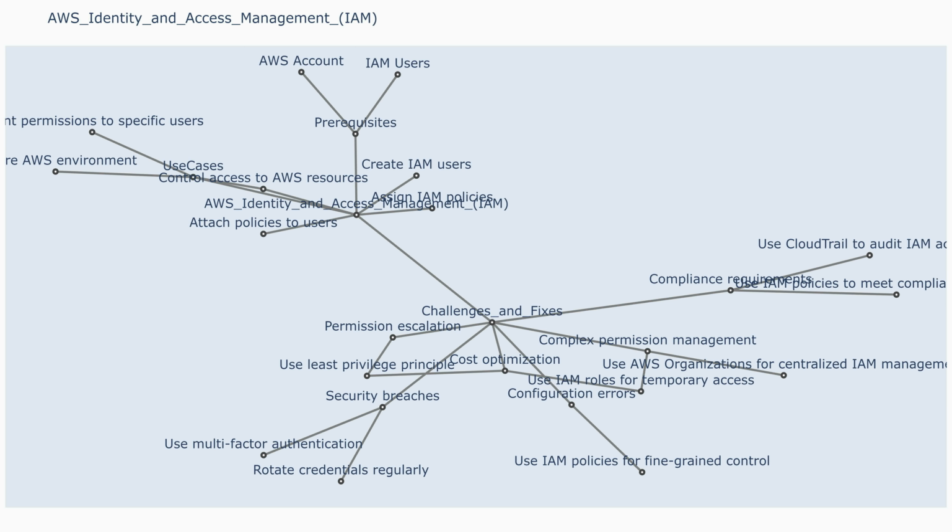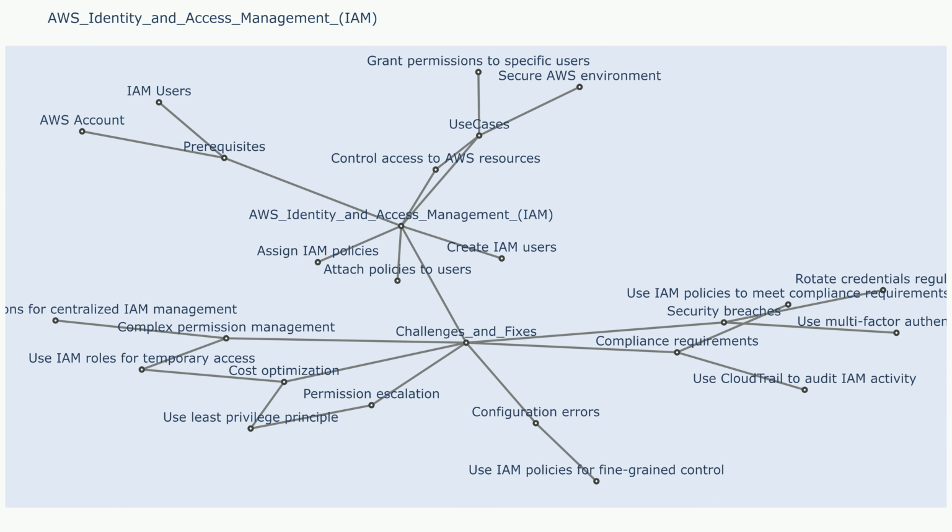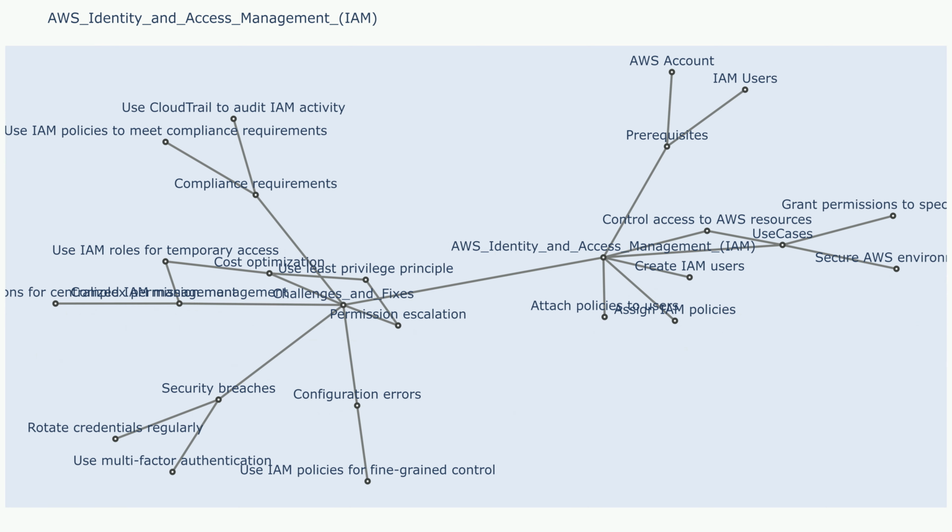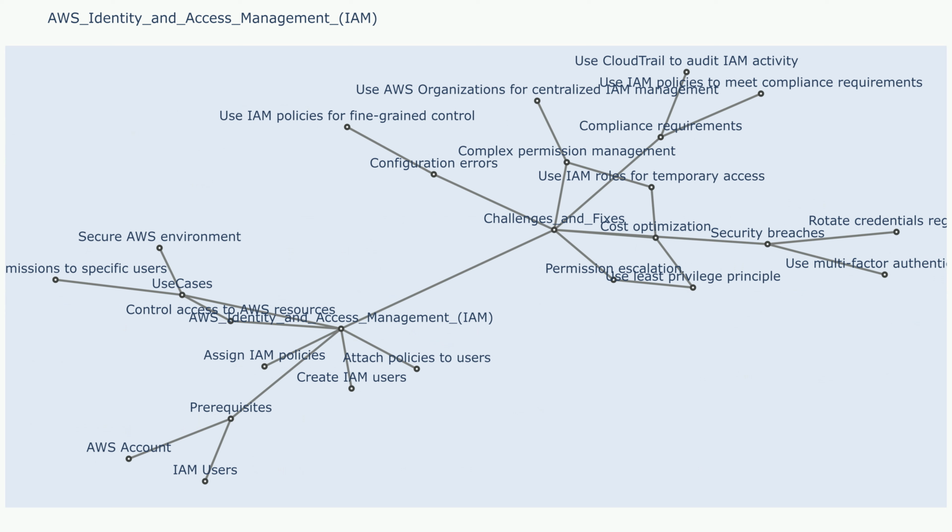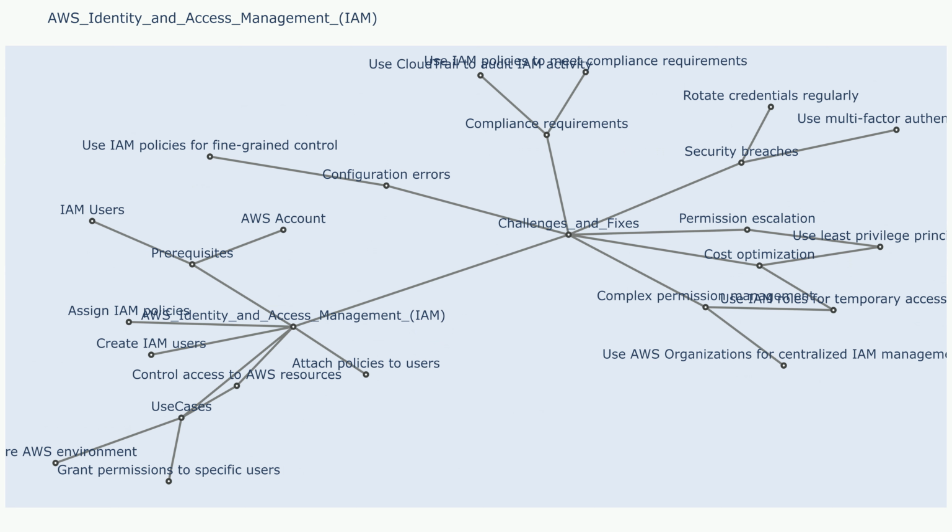AWS Identity and Access Management (IAM). Description: AWS Identity and Access Management is a web service that helps you securely control access to AWS resources. With IAM, you can create and manage users, groups, and roles, and assign them permissions to specific resources. This allows you to control who has access to what, and how they can interact with your AWS environment.